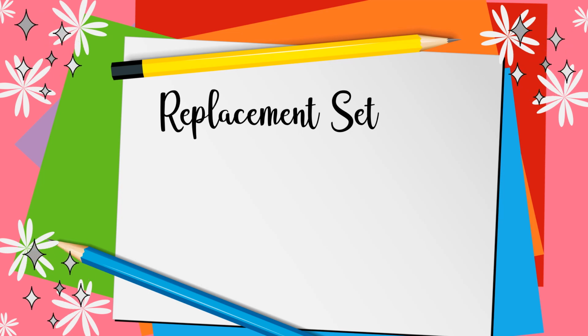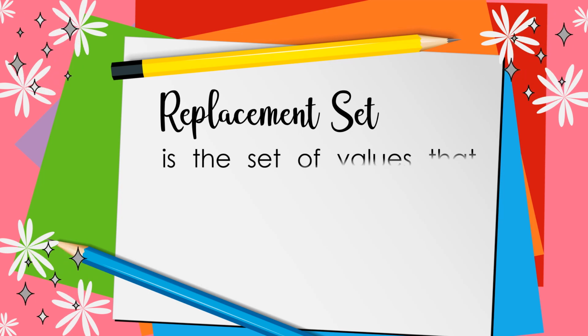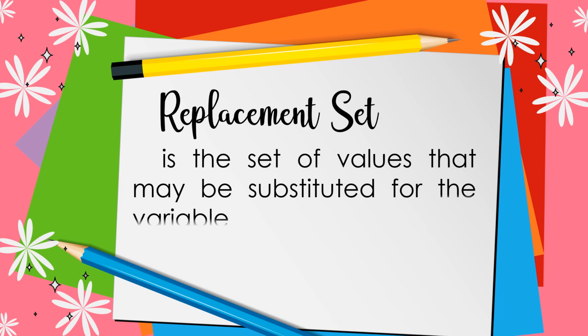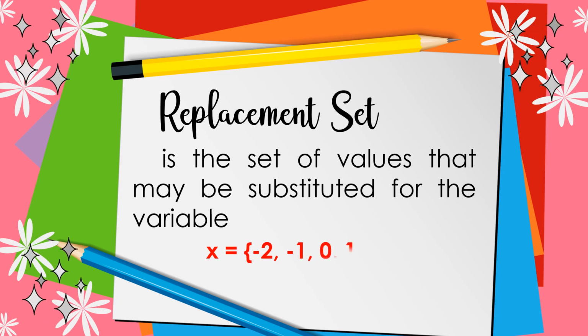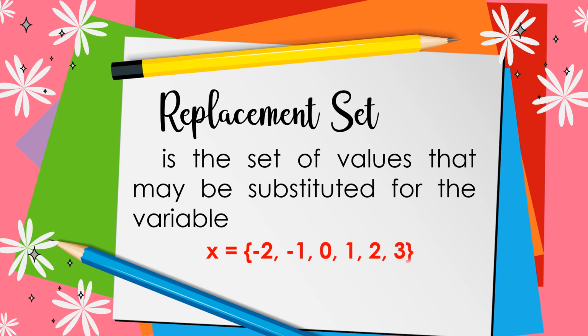Replacement set. It is a set of values that may be substituted for the variable. Example, x is equal to -2, -1, 0, 1, 2, and 3. So these are the values that we are going to use to substitute for the variable x, but we're going to use these values one at a time.